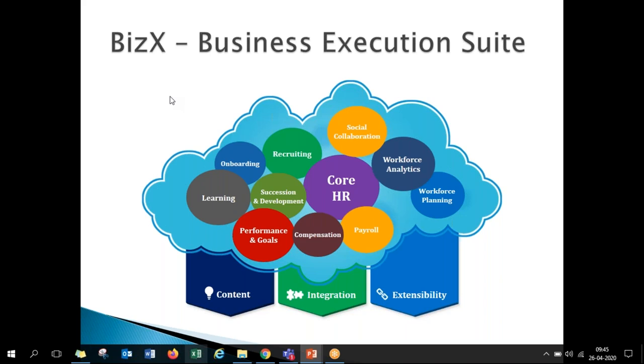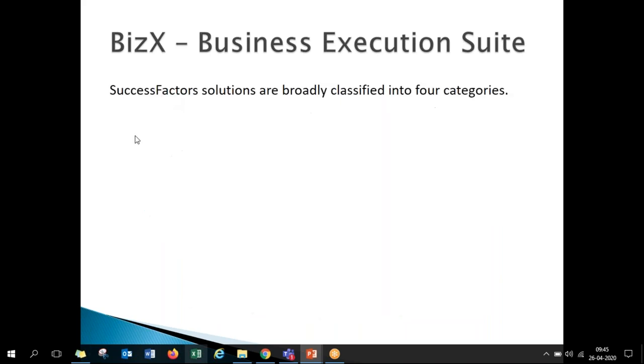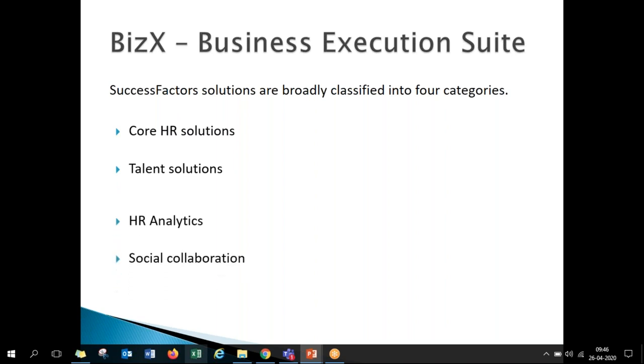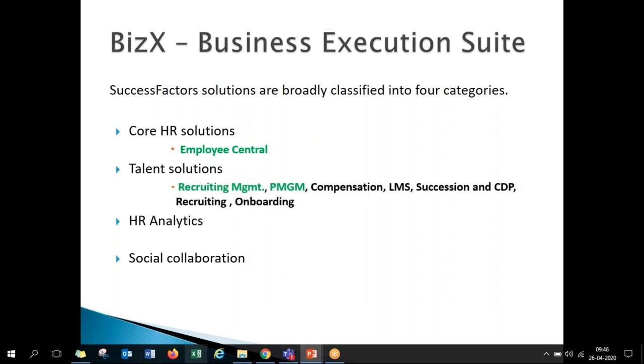And all these solutions of SuccessFactors are classified into four categories, guys. They are categorized into HR solutions, talent solutions, HR analytics, and social collaboration. Under core HR, it's obviously the mighty module of Employee Central. And under talent solutions, we have recruiting management, performance management, compensation, LMS, learning management, and various other talent solutions.